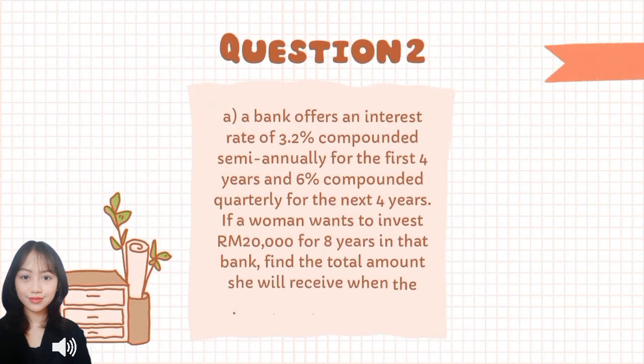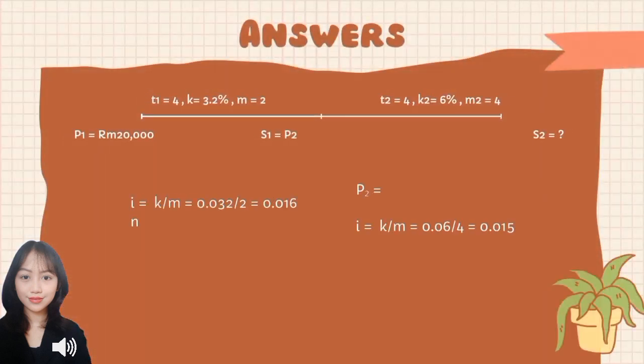Moving on with questions. The first question is: a bank offers an interest rate of 3.2% compounded semi-annually for the first 4 years and 6% compounded quarterly for the next 4 years. If a woman wants to invest 20,000 ringgit for 8 years in that bank, find the total amount she will receive when the investment period ends.